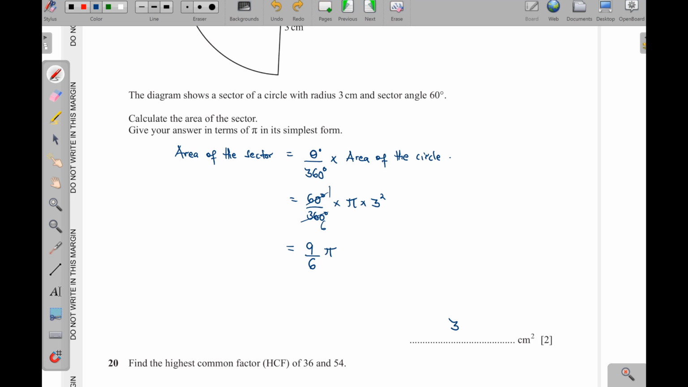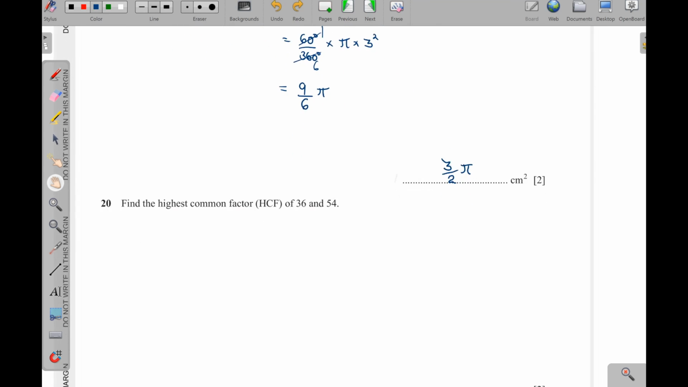Okay. So then 6 divided by 3, you will get a 2. So that is that. Or you can write this one as 1.5 of pi, or 1 whole number 1 over 2 of pi, as simple as that.